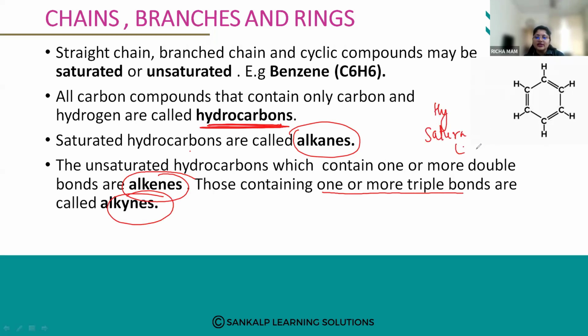In saturated compounds, we have discussed the alkanes. Then we have discussed the unsaturated compounds, in which we have discussed alkenes and alkynes. Saturated compound means carbon containing single bonds, and unsaturated means either a double bond or a triple bond. When you have a double bond, they are termed alkenes. When you have a triple bond, they are termed alkynes.